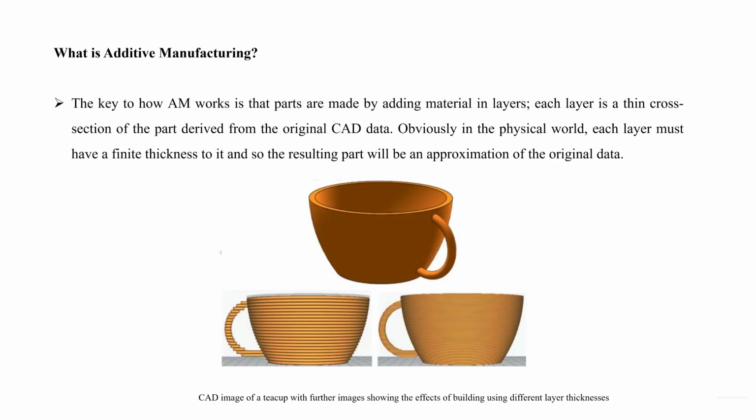The key for an AM model is adding material layer by layer in thin cross sections, which have been derived from the original CAD data. By adding up all these layers, a physical model gets formed. In this, layer thickness plays a crucial role in the approximation or representation of 3D CAD data, as shown in the figure. As the layer thickness gets thinner, the model looks closer to the original data, and vice versa.